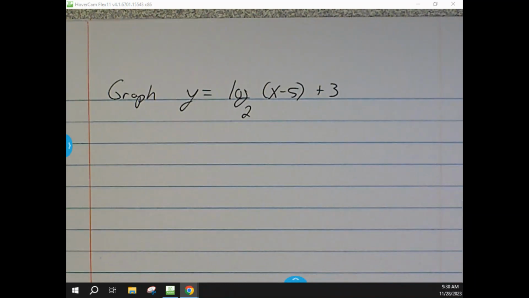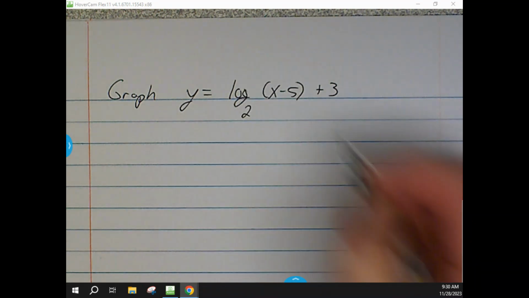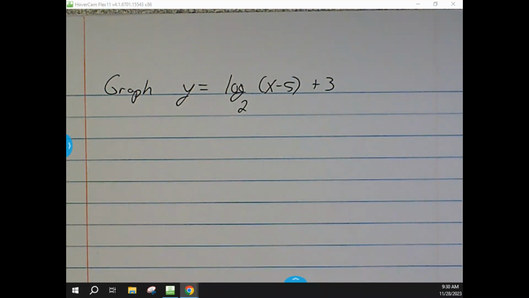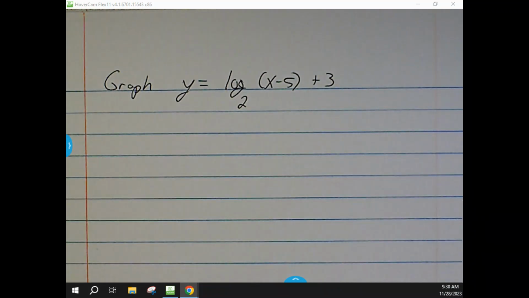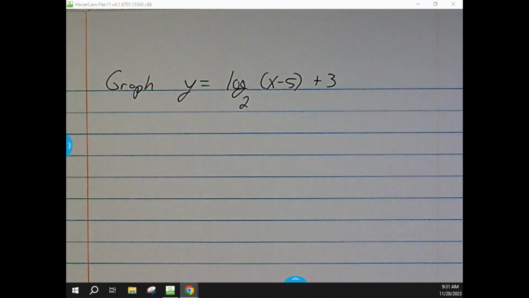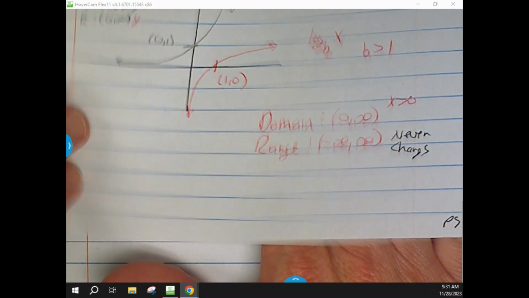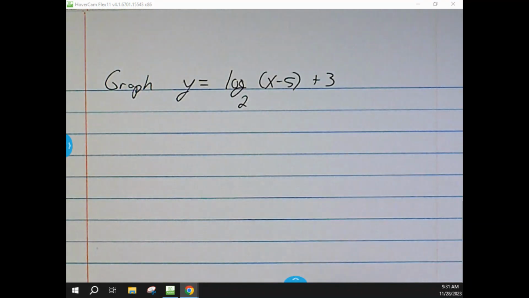So let's graph y equals log base 2 of x minus 5, plus 3. Just like we were doing yesterday, if this was just log of x base 2, it would basically be that graph where we would start at (1, 0). But now we're going to take this graph and move it up, down, left, right.